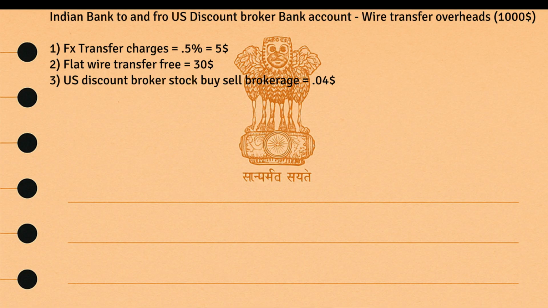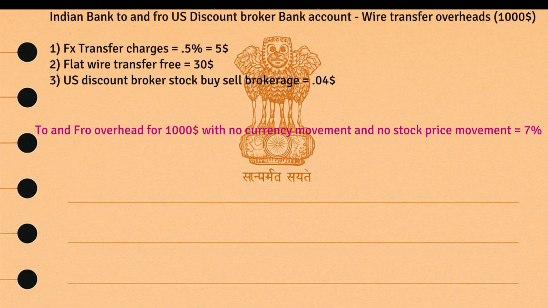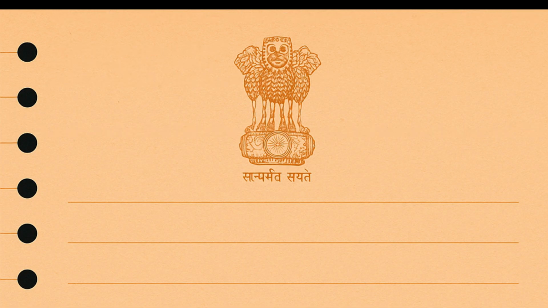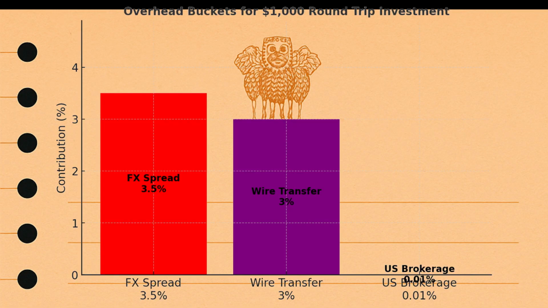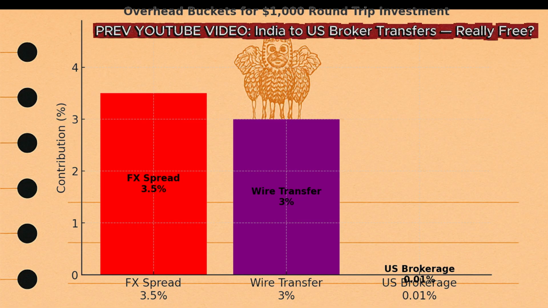Now, to put this in perspective, for a $1,000 round trip, the total overhead cost can add up to nearly 7%. If we look at the cost on a pie chart, we notice that depending on the funds invested, one bucket or the other will dominate the overall overhead. Bucket 3 is small and can be ignored for all practical purposes. So, as we discussed in the earlier video titled India to US broker transfers, really free? Recognizing which bucket eats up most of your cost is the first step to minimizing your transfer expenses.